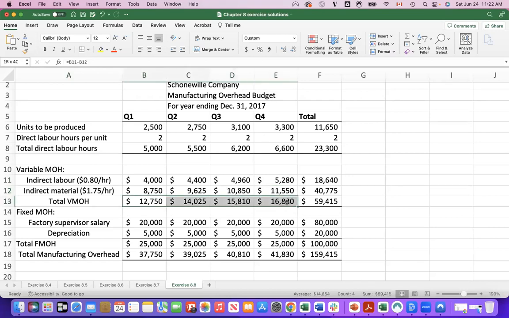So I get my total variable overhead expected to be incurred in each of those quarters by simply adding up the indirect labor and the indirect material incurred or expected to be incurred in each quarter.